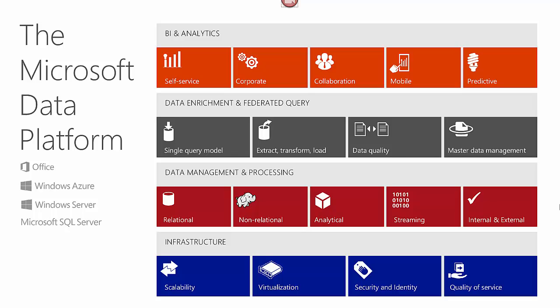Now this somewhat complex slide has 4 rows encompassing the technologies for the Microsoft Data Platform. And it does include Office, includes Azure, includes SQL Server. We have 4 rows here. BI and Analytics is the first row. The second row, Data Enrichment and Federated Query. The third row, Data Management and Processing. And the fourth row, Infrastructure.